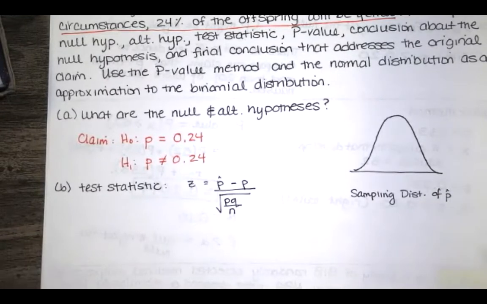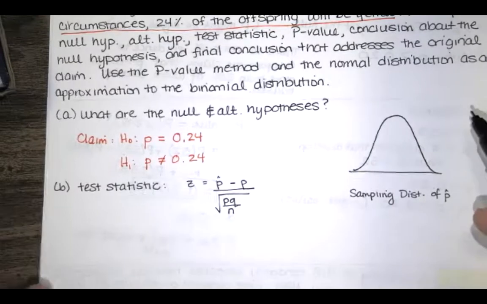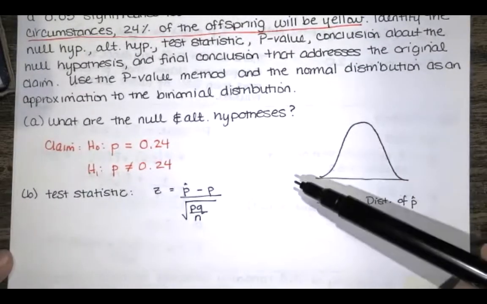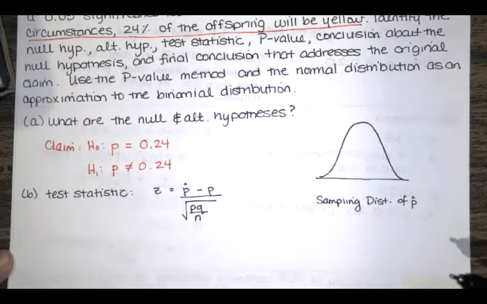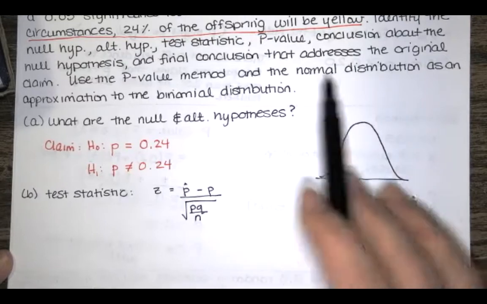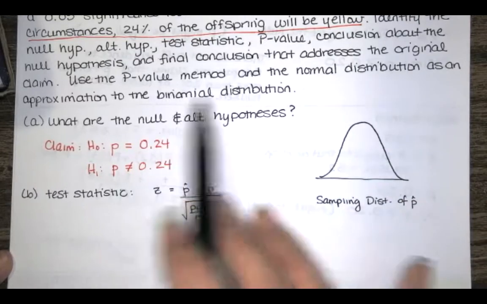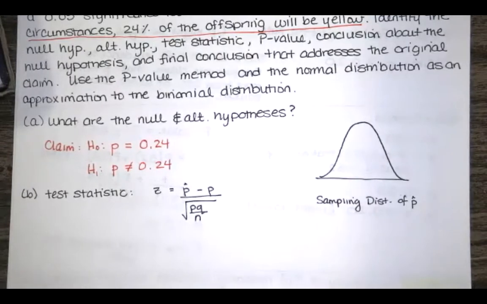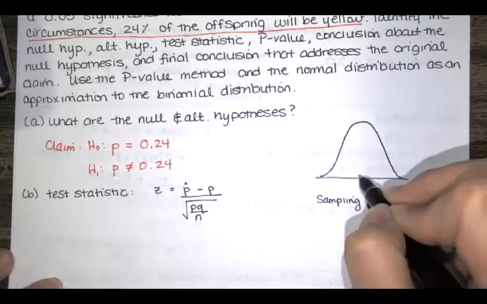So if we had a bunch of samples that all had exactly the same size, and we computed a p hat, and we just kept taking samples and computing p hats, computing sample proportions over and over again, and then we looked at the distribution of those p hats. Well, if certain conditions are met, this sampling distribution of the p hats would be approximated well by a normal distribution. And we're told in the problem statement to do that. We're told that this normal distribution is an appropriate approximation to the binomial distribution, which means it's also an appropriate approximation to the sampling distribution of p hat. So we've got the sampling distribution of p hat here.